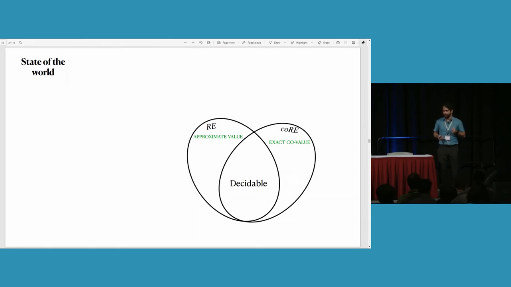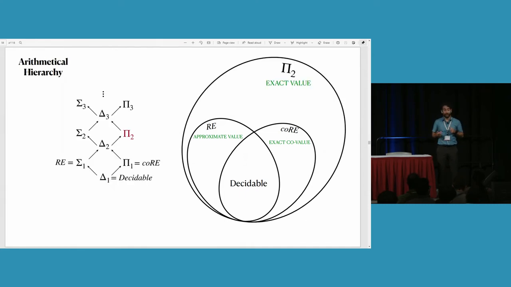But where does the exact value problem sit in this Venn diagram? Well, the exact value problem is complete for an entirely new class of problems that strictly contains both RE and co-RE. It's called Pi2, and there is in fact this hierarchy of uncomputability classes that include harder and harder problems. At the base, we have RE and co-RE, and in the second level, we have Pi2.